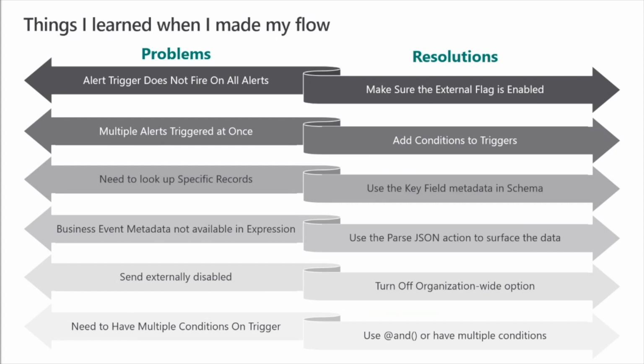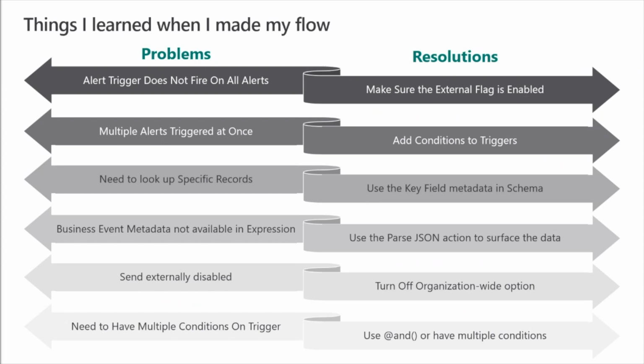So if you go out and create an alert trigger and it doesn't fire, then chances are you haven't set that external flag enabled. So that's just a starting point. Also, we have a scenario where we've got all of the alerts coming through one mechanism, which is this alert trigger. And we don't want all of them to run, because if you've got 10, 20, 100 of these, then you'll consume all of your quota within Power Automate. So that's where adding conditions to the triggers helps.